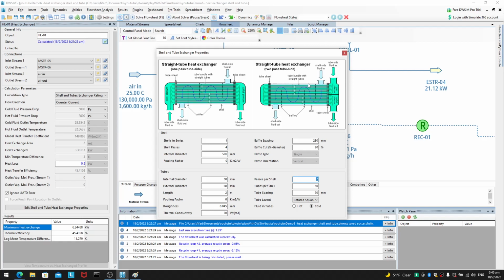Okay, on the shell, on the tube side, this one is a 2-pass tube side, so it goes through one array like that and goes down the other array like that. Okay, so this is up to you to settle. So I'll leave that to you. Tubes per shell. Here we have 50 tubes per shell.